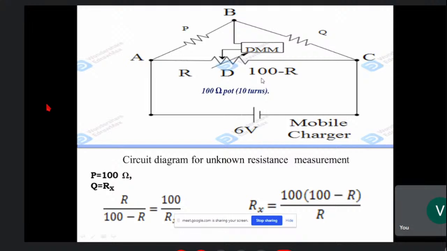So if you are at the middle point, then this part of the resistance, that means if you connect your DMM to this point and this point, it is Rx, and one floating point is kept fixed. If you move this point from here to here, you are getting 100 minus Rx. You can measure both these resistances with DMM, so no problem.